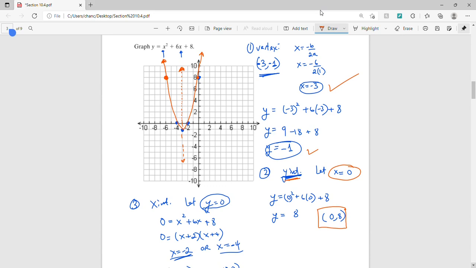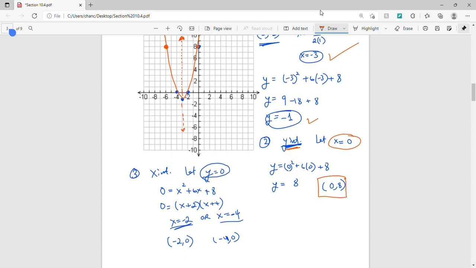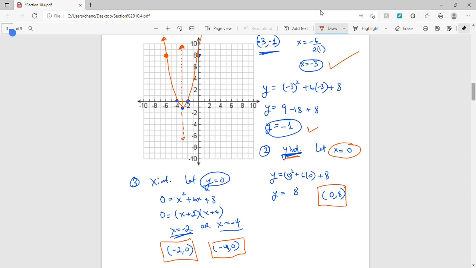The next step is to find the x-intercept. To do that, you let y be equal to 0, and so in this case we were able to factor, and we had two different x-intercepts. Plot all those points, and then you can draw your parabola. Try to make it a smooth U-shaped object.